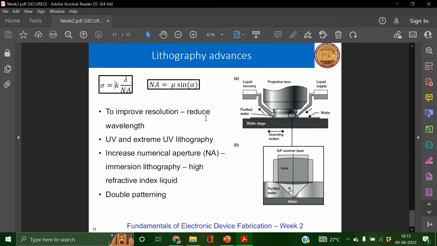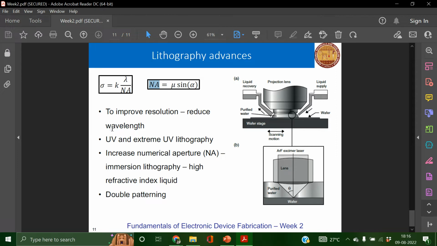To improve the resolution, we have to reduce the sigma value. To reduce the sigma value, we can either use a smaller wavelength or increase the numerical aperture. The numerical aperture can be increased by using immersion lithography, where this setup is dipped inside a liquid, and therefore this value will be increased.